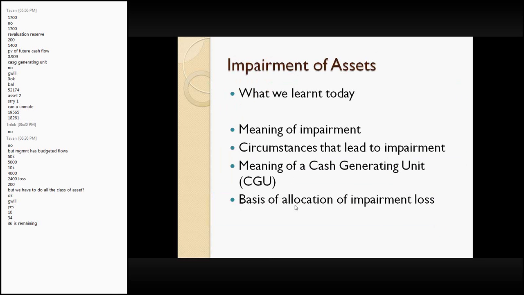So this is what we learned: the meaning of impairment, the circumstances that lead to impairment, which was the only thing remaining before starting these slides and is already completed now, and how we are going to allocate the impairment loss. So this is all regarding IAS 36 impairment of assets.